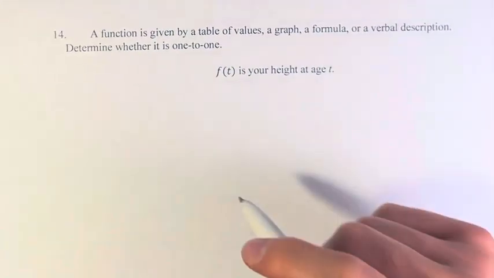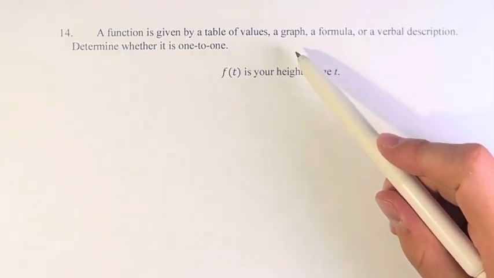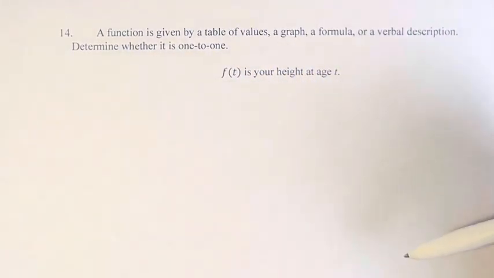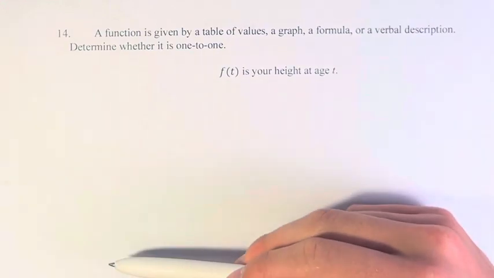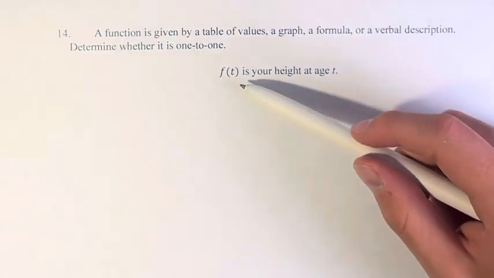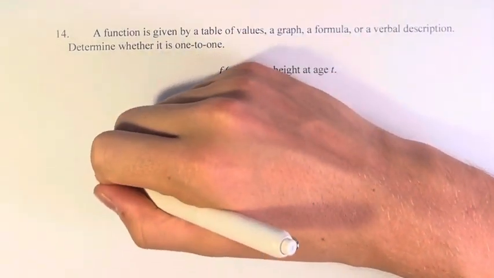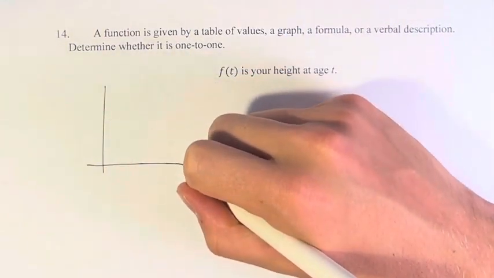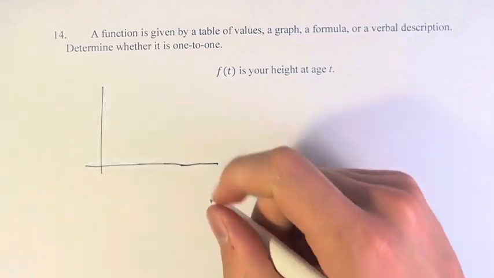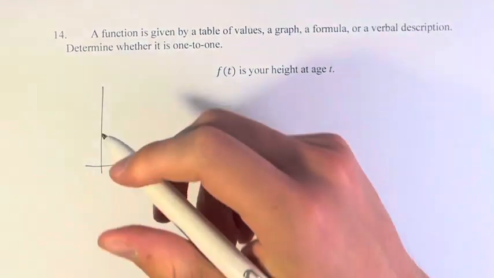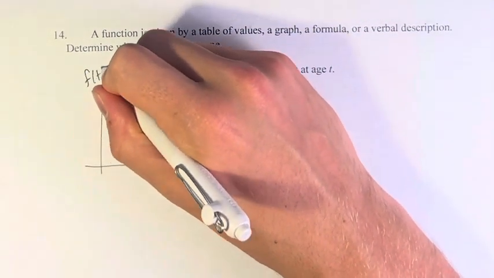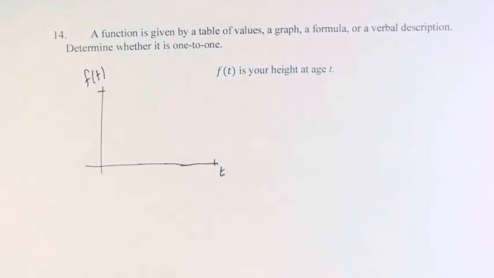In this problem, we're told that a function is given by a table of values, a graph, a formula, or a verbal description, and we're asked to determine whether it is one-to-one. So f of t is your height at age t. So what we're going to do is graph this function. We're graphing it over t, age. We're graphing f of t, height.